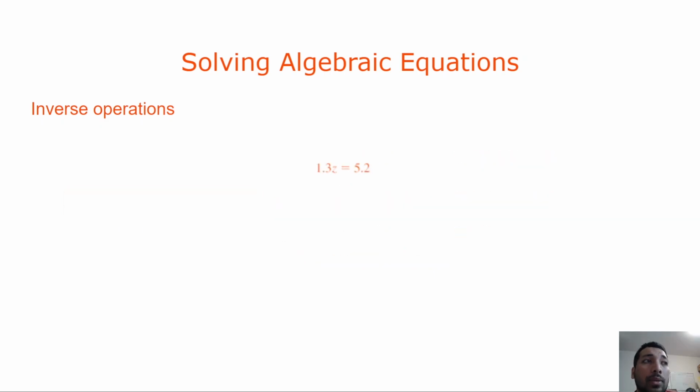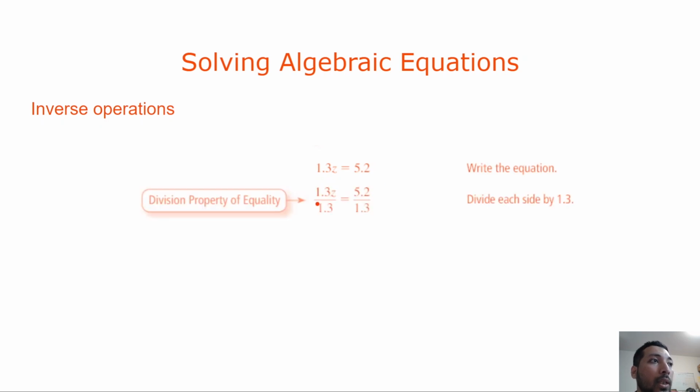The last example that we have is 1.3z equals 5.2. The operation between 1.3 and z is multiplication. The inverse operation, or the opposite operation that we need to apply over here, is division. So we divide both sides by 1.3. You can see the 1.3s cancel each other out. So we have z equals 5.2 over 1.3, which equals 4. So our solution is z equals 4.